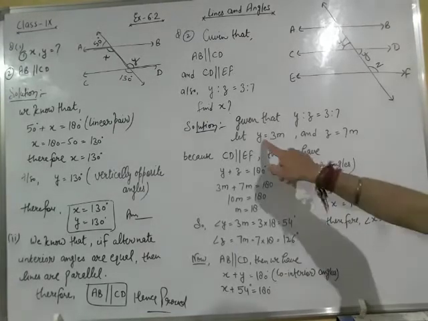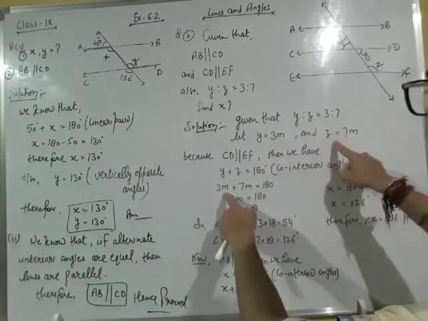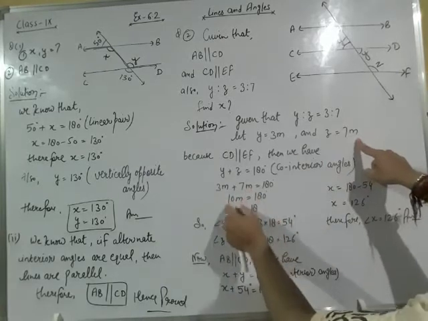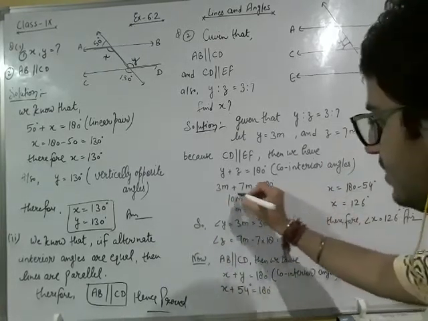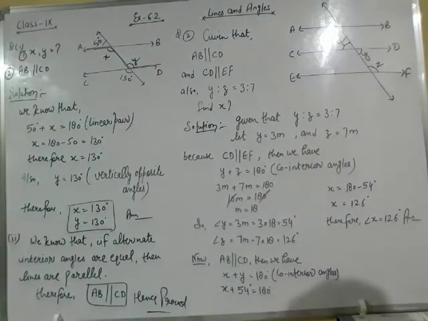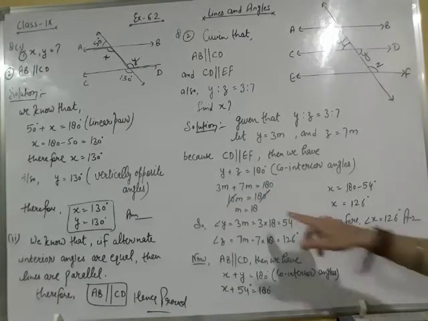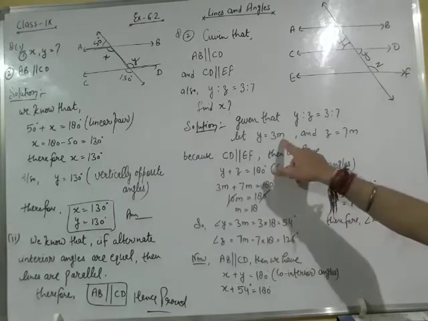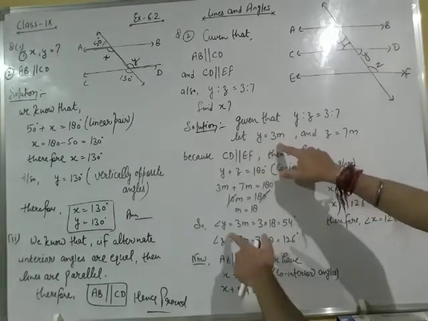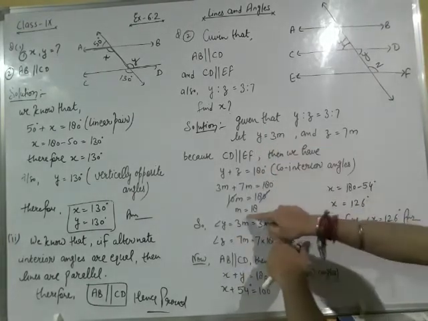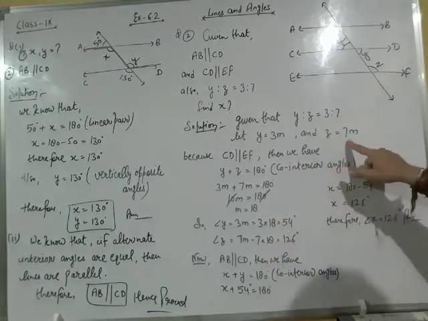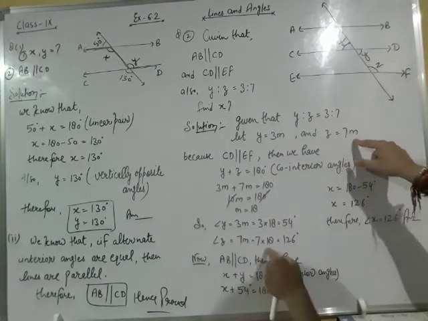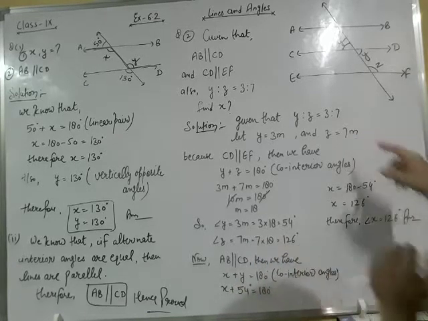Put the value of Y as 3m here, and Z as 7m here. 7 plus 3 is 10m, so m is equal to 18. This 0 is cancelled by this 0. Okay, so m is equal to 18. Now put the value of m here. Y is equal to 3m, so 3 into 18 is 54, and similarly Z is equal to 7m. So m is equal to 18, 7 into 18 is 126.